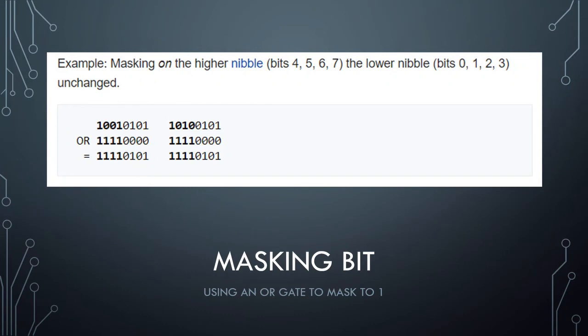So there's two typical ways to mask bits. And the first way is to use an OR gate. So we're going to use an OR gate on this number right here. This is in binary form, again, to make things easier to see, but this could be in hexadecimal. So this number is 10010101. So let's say we want to mask on the higher nibble, or these first 4 most significant bits here. We always want these to be on.